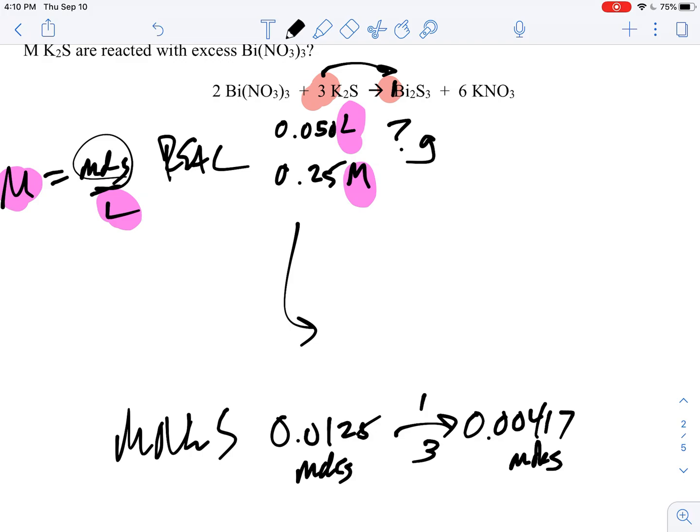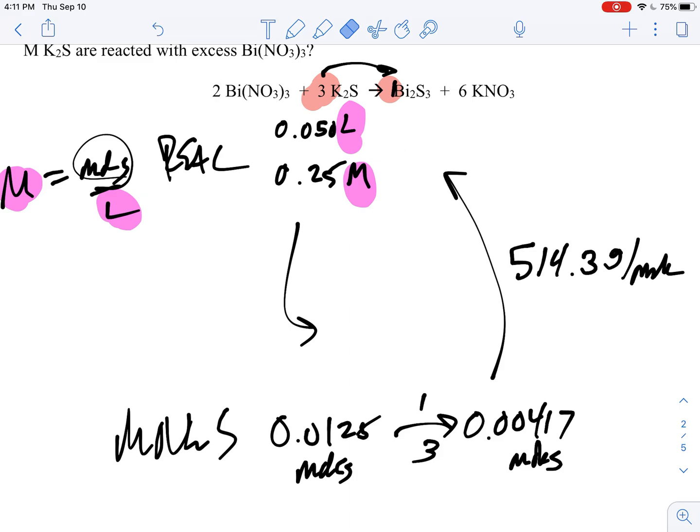And now I need to get back out of chemistry world into the real world, and they want me to go to the gram part of town. So in order to do that, I have to add up the molar mass of 2 bismuths, 2 Bi, and 3 sulfurs. So I'm going to multiply that by its molar mass, which is 514.3 grams per mole. Again, assuming I've done my math right. And if that is the case, then I should end up with about 2.14 grams of the bismuth sulfide that is there.